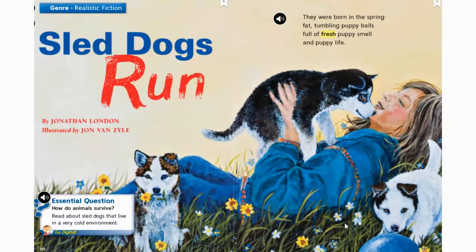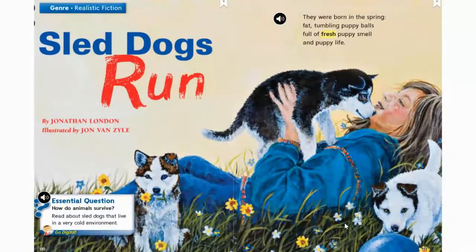Yesterday, we read Sled Dogs Run together. It was realistic fiction, which means it was made up, but the characters and events could happen in real life. We also remember our essential question: how do animals survive? We read about how sled dogs live in a very cold environment.